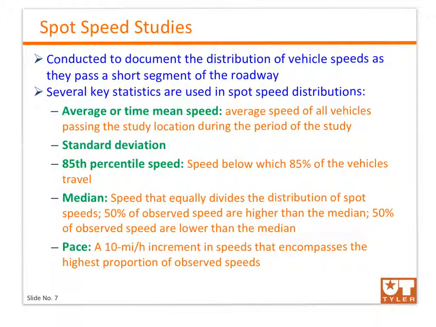The pace is basically a segment. It's a 10 mile per hour increment in speeds that includes the highest proportion of the observed speeds. What we're saying here is what speed the majority of vehicles are traveling at. So let's say the speed limit is 55, and if I tell you that the pace is 45 to 55, that means the highest proportion of the observed speeds was between 45 and 55 miles per hour.